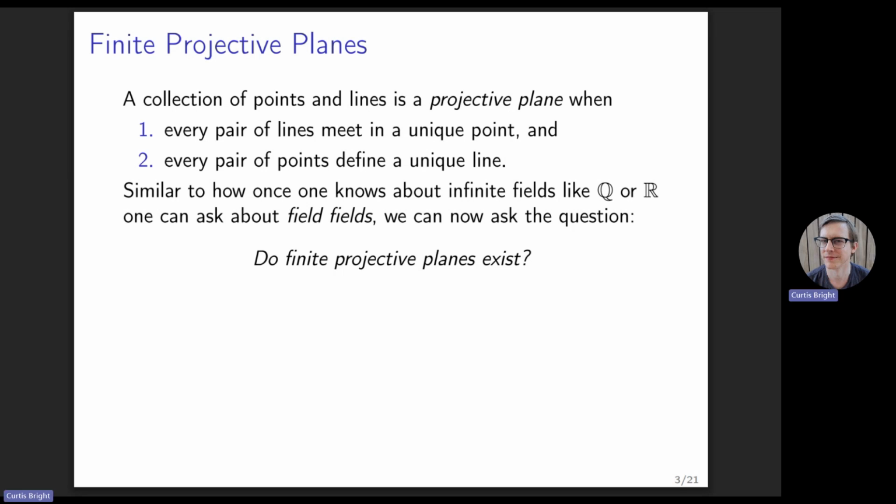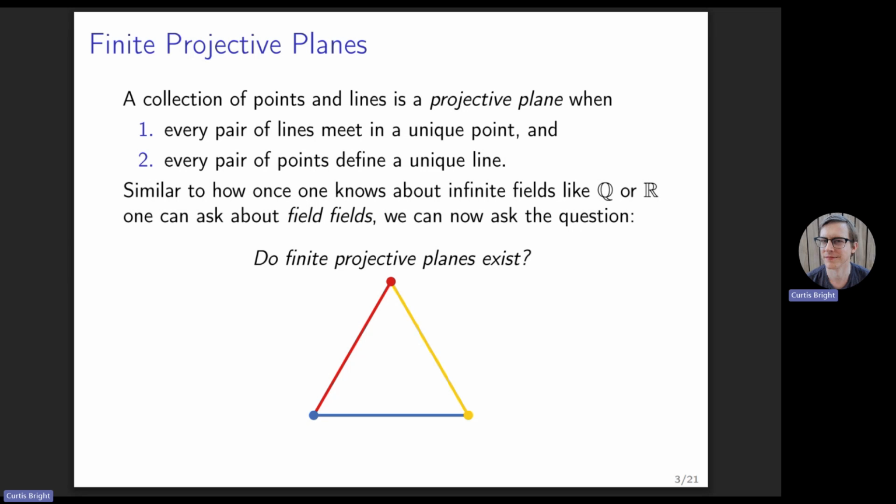Well, it turns out it doesn't take very long to find one. This is a pretty trivial example. It's just a triangle. But it really demonstrates the principle. If you have the lines be the sides of the triangle and the points be the vertices of the triangle, then indeed, any 2 sides are going to meet at one vertex, and any 2 vertices are going to define one side. Okay, so that's a very simple case.